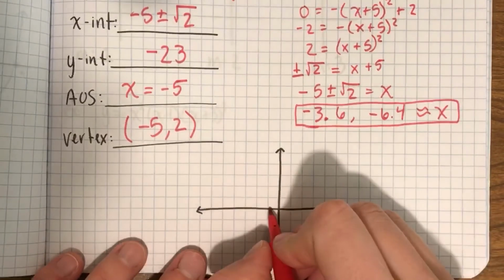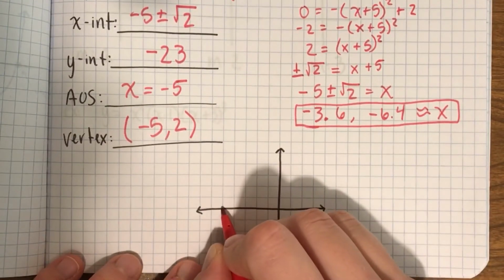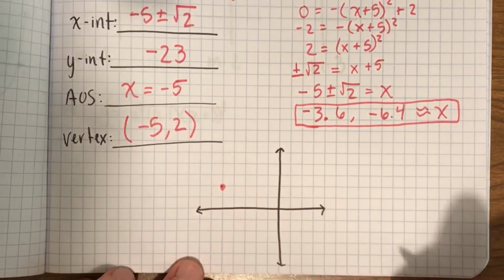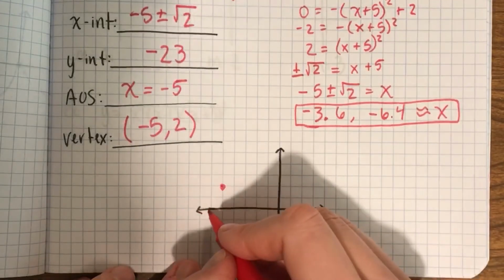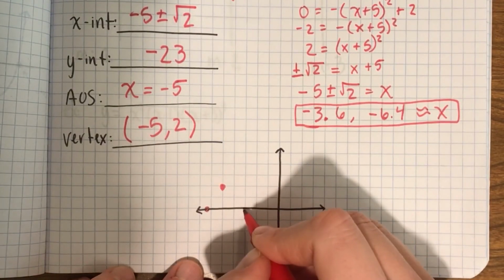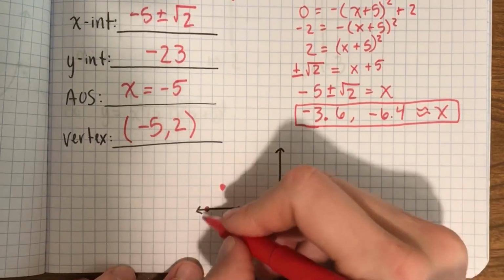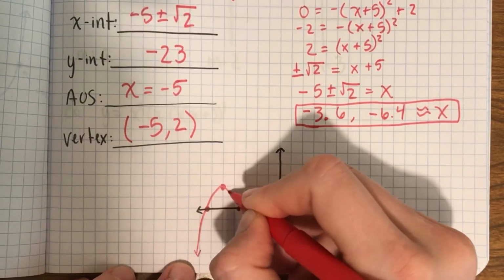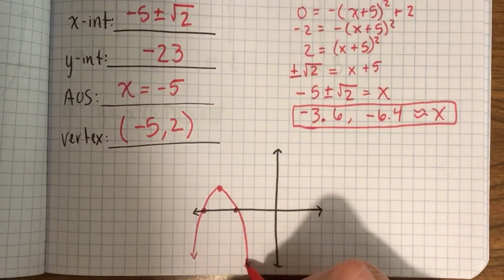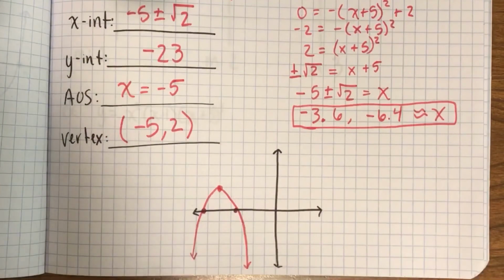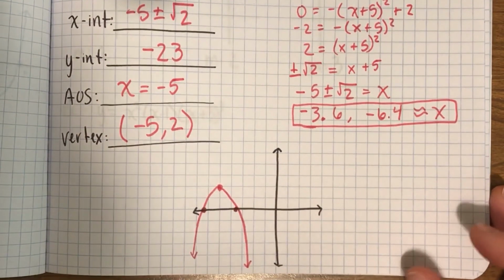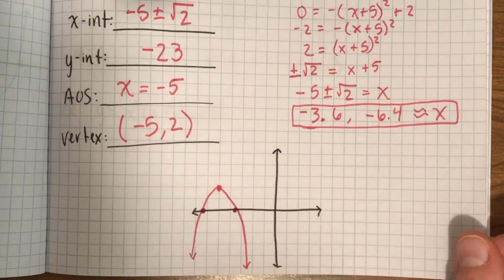All right, so graphing this. Okay, and here we can just go ahead and count by ones. Okay, and this is kind of what approximately our graph is going to look like. Okay, and it's going to go all the way down and intersect with that y-axis at negative 23.